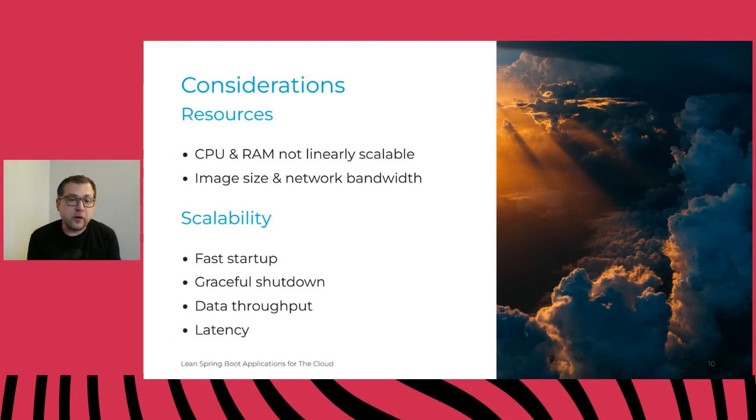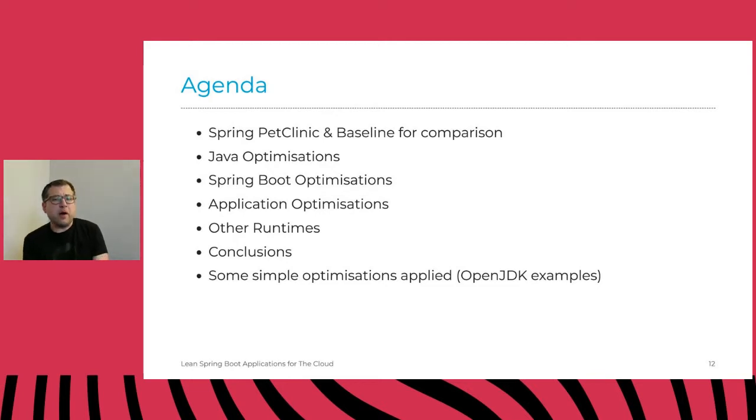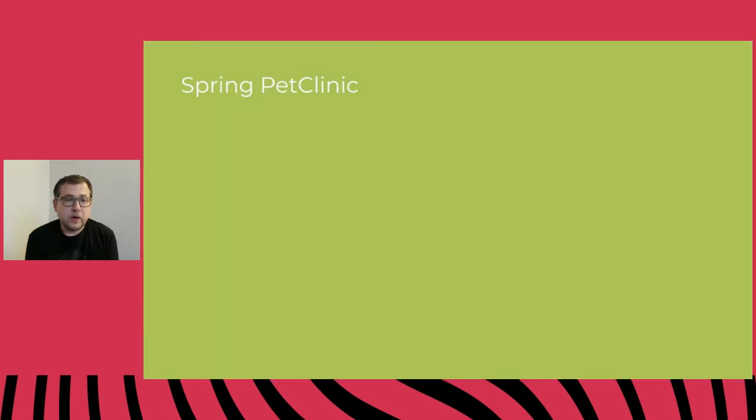Right? So these are all things we should have in mind if we deal with our application. So we are going to talk about the Spring Pet Clinic. In my agenda, I will just show you what the Spring Pet Clinic is. We do a baseline, and then we jump into Java optimization, Spring Boot optimization, application optimizations, other runtimes, some conclusions, and then in the end, some summarized example, right? So that's what I will go through with you in the next 40-ish minutes.